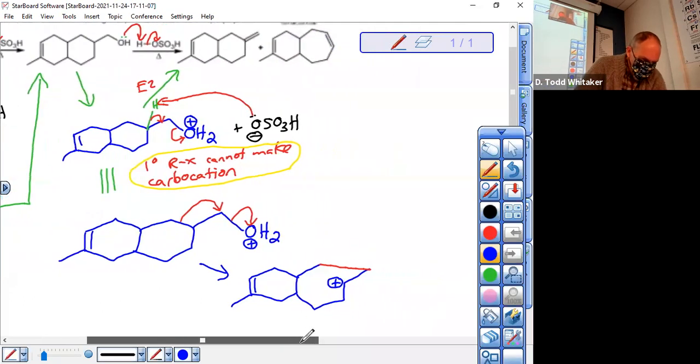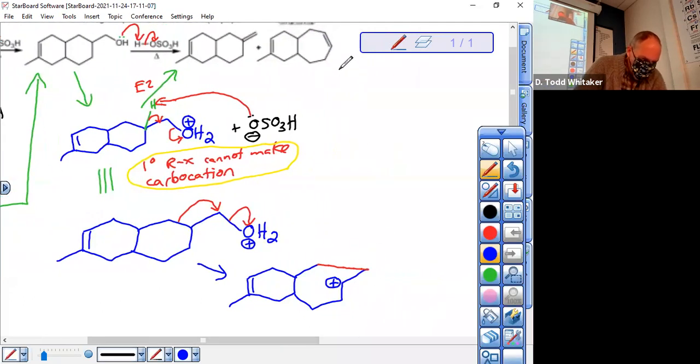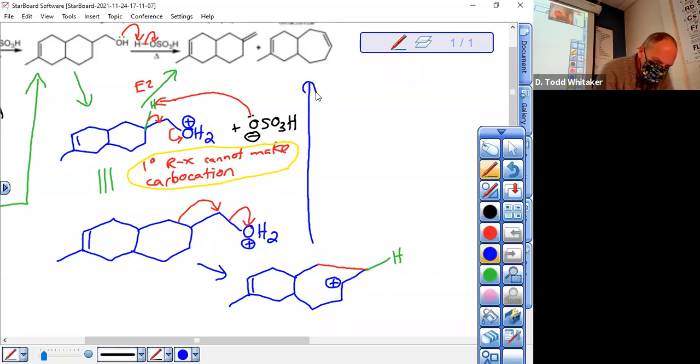And now you got to say, how can I make this into this? And you got to take an H from there. And what's going to take that H is our friend sulfate. And there you go.